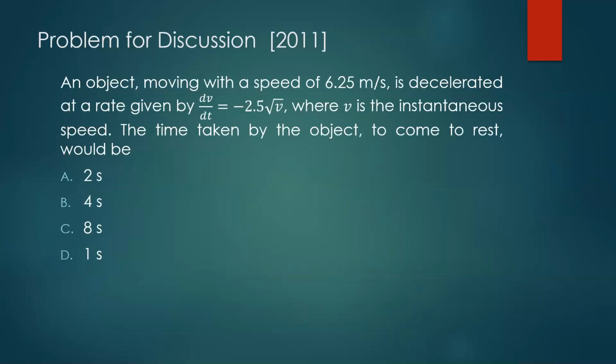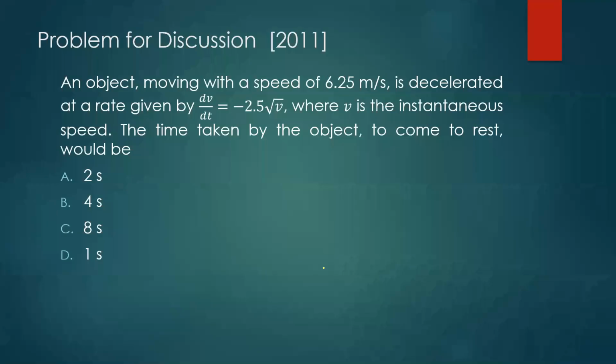Okay, so try this one. I made a mistake in integration. Yeah, 2 seconds is correct. See, the acceleration as a function of velocity is given, the initial velocity is given, and we're asked to find the time taken by the object to come to rest. So this is a simple integration problem. You just separate the variables here.